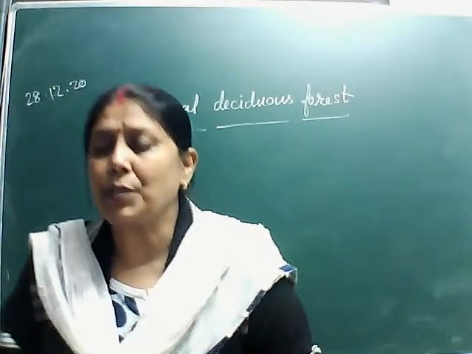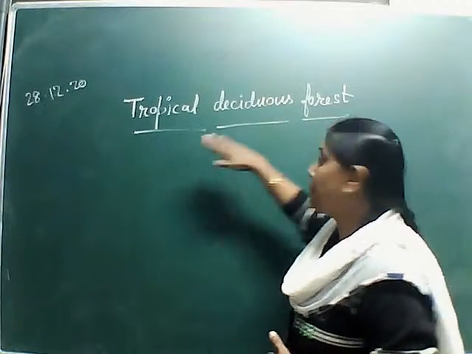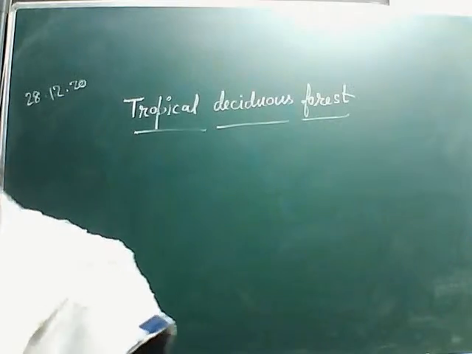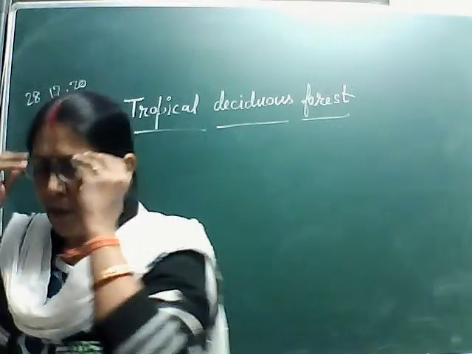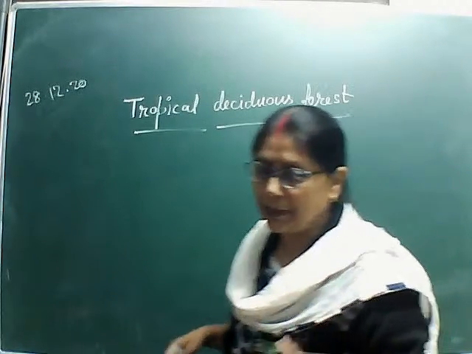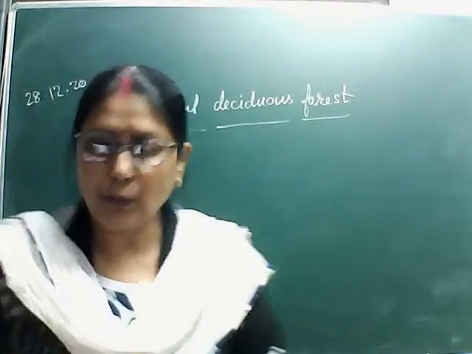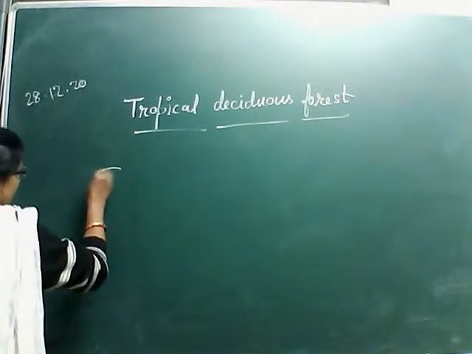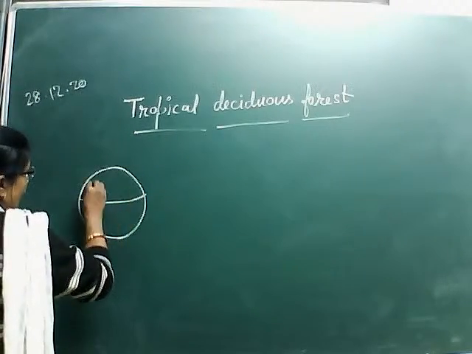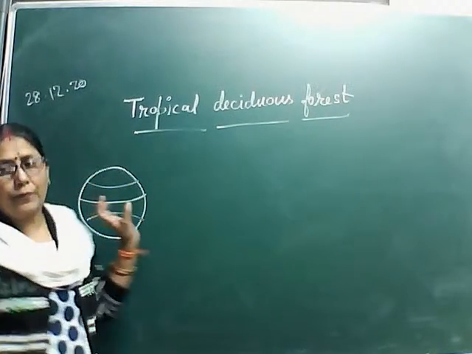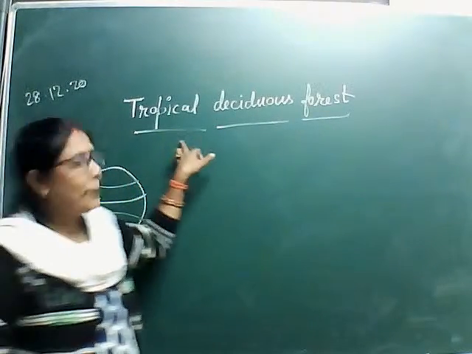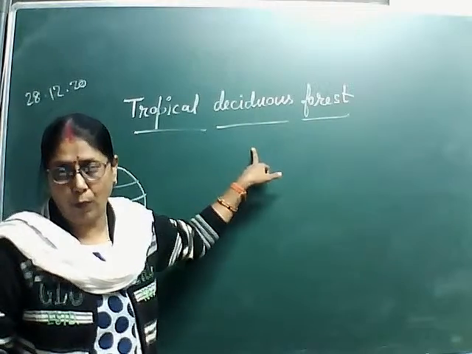Now the next vegetation is tropical deciduous forest. Both the tropical rainforest and the tropical deciduous forest are present in the tropical region, whether north or south. You know very well, I told you that tropical means between the Tropic of Cancer and the Tropic of Capricorn. This is the equator, so here and here. So both vegetation types we can see in the tropical region. Now deciduous means what?